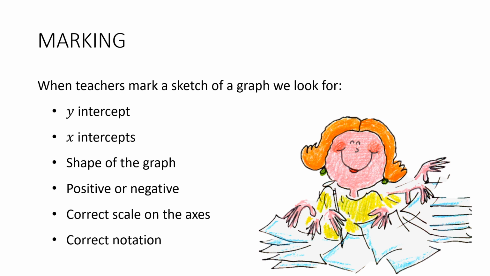Okay, final note. When teachers mark a sketch of a graph, this is what we look for. Did you get the y-intercept correct? Are the x-intercepts correct? Is the shape of the graph correct? Is it a positive or negative graph? Have you used a correct scale on the axes? Remember, the x-axis scale doesn't have to match the y-axis scale. And have you used the correct notation, or have you labelled your axes and drawn arrows on the end of the graph? It doesn't have to be super accurate beyond that. So where it turns doesn't have to be accurate, just those things. That's what we're looking for.